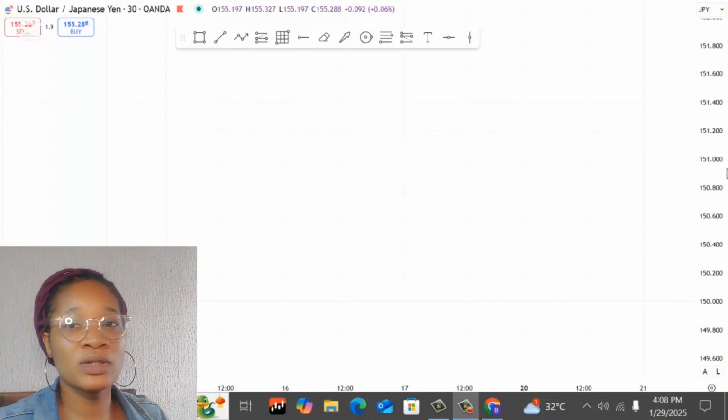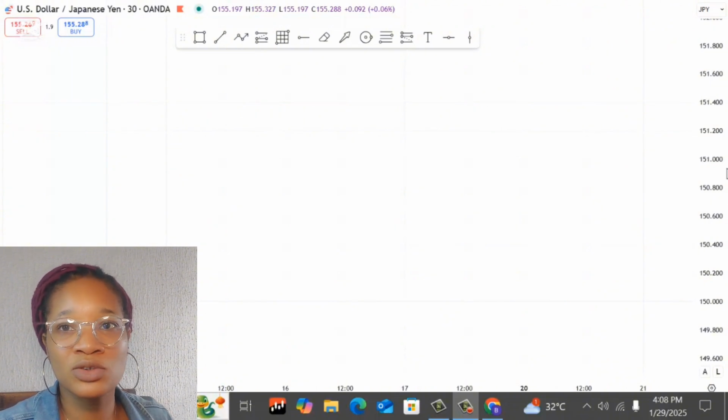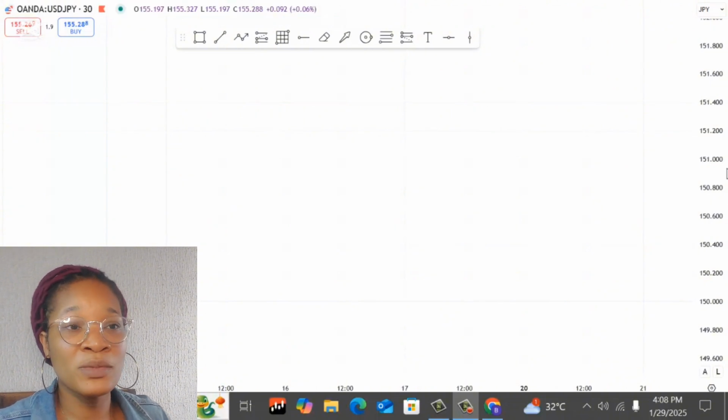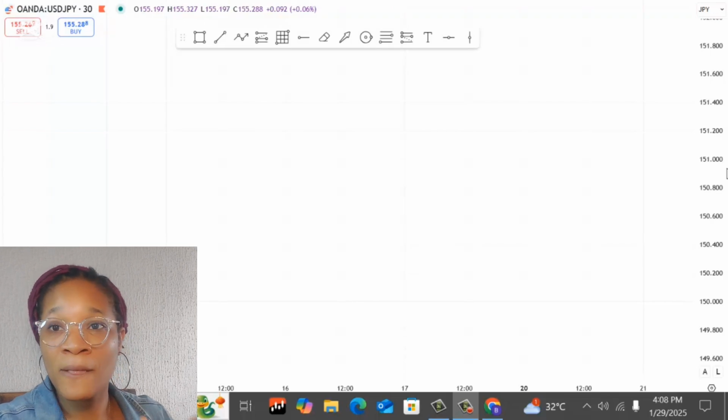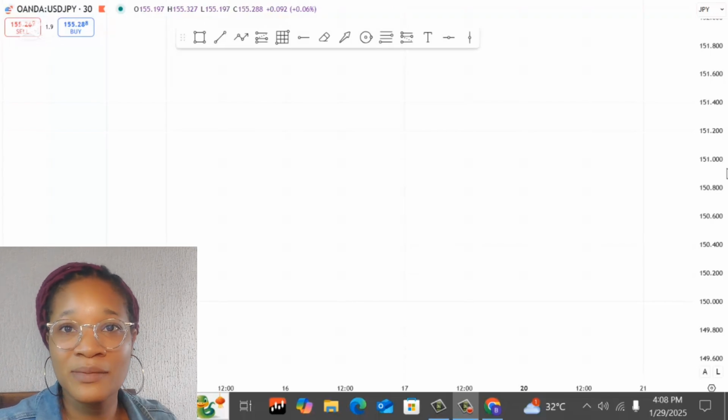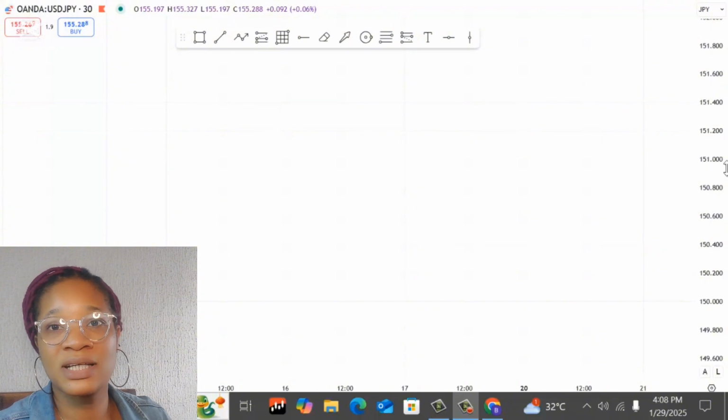So this will ensure that you do not lose out on trades, because sometimes you may just be waiting for price to come back to your order block and it doesn't. It looks for another POI and then keeps buying from there or keeps selling from there.